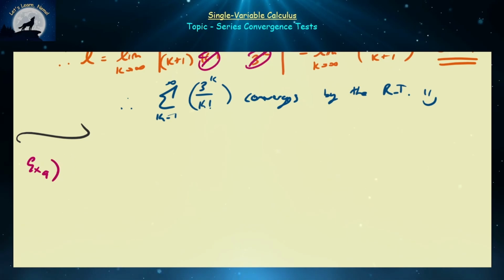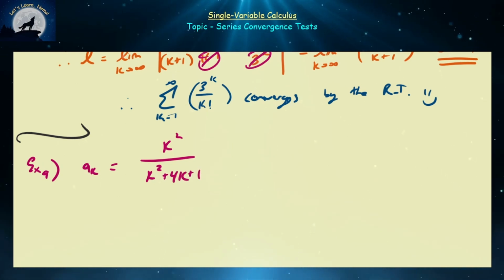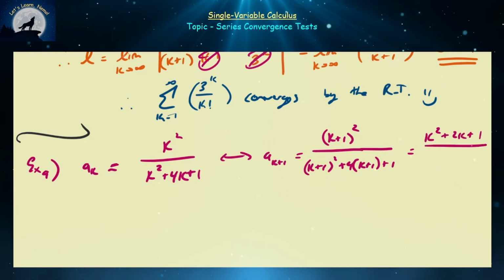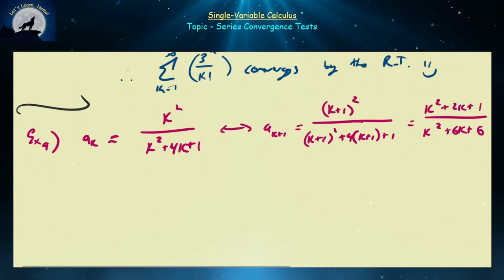So example number 9. Let's assume that our sequence a_k is now k squared all over k squared plus 4k plus 1. You can use another test to test whether this converges or diverges, but I want to show how the ratio test works with it. So what would a_(k+1) be? So a_(k+1) will be equal to (k plus 1) squared over (k plus 1) squared plus 4k plus 1, and then that's going to simplify. So k squared plus 2k plus 1 all over k squared plus 6k plus 6 once you simplify and combine like terms. So let's take the limit as k goes to infinity for L.